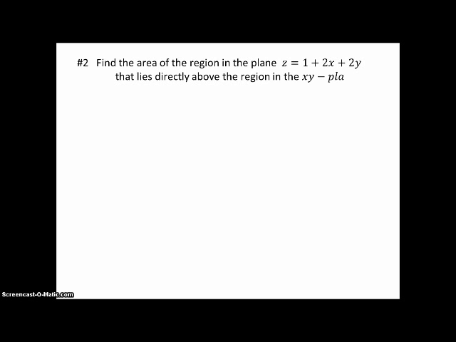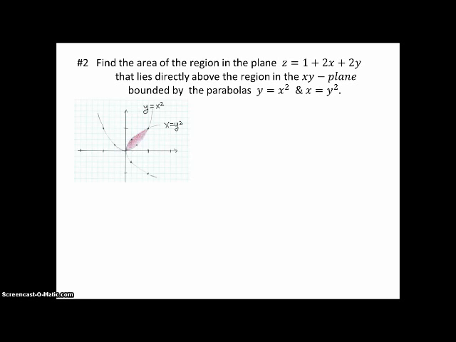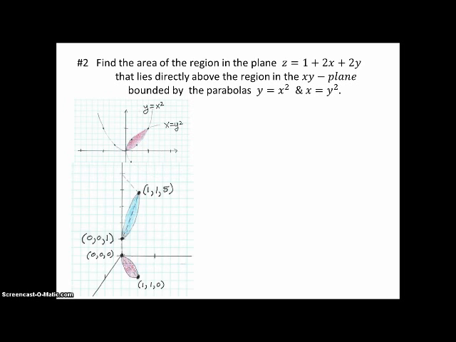Number 2, find the area of the region in the plane z equals 1 plus 2x plus 2y that lies directly above the region in the xy plane bounded by the parabolas y equals x squared and x equals y squared. So here's the region in the xy plane, that's the domain, and here's my three-dimensional rendition.